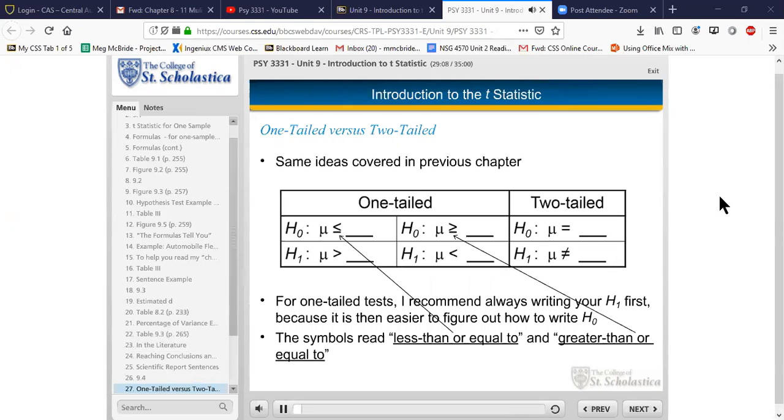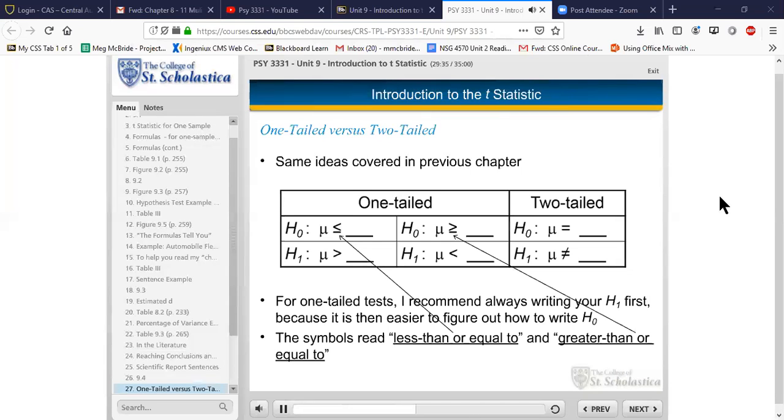This table summarizes how to write null and alternative hypotheses for directional one-tailed tests and non-directional two-tailed tests. As explained earlier in this course, we will deal mostly with two-tailed tests, where the null hypothesis, H sub 0, states that the mean of the population will remain the same following treatment. The alternative hypothesis, H sub 1, states that mu will not remain the same after treatment.